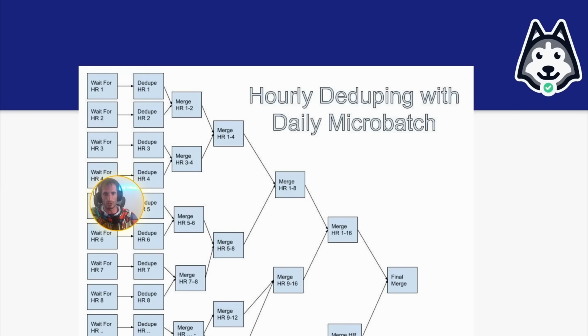That's what this dedupe hours 1 through 8 does. And then you do the merge, which is that full outer join query. After hours 1 and 2 merge and hours 3 and 4 merge, these two merge together to do hours 1 through 4. And then you keep merging until finally you get down to hours 1 through 16 and hours 17 through 24. Then they merge together, and you have your final daily deduped data set.